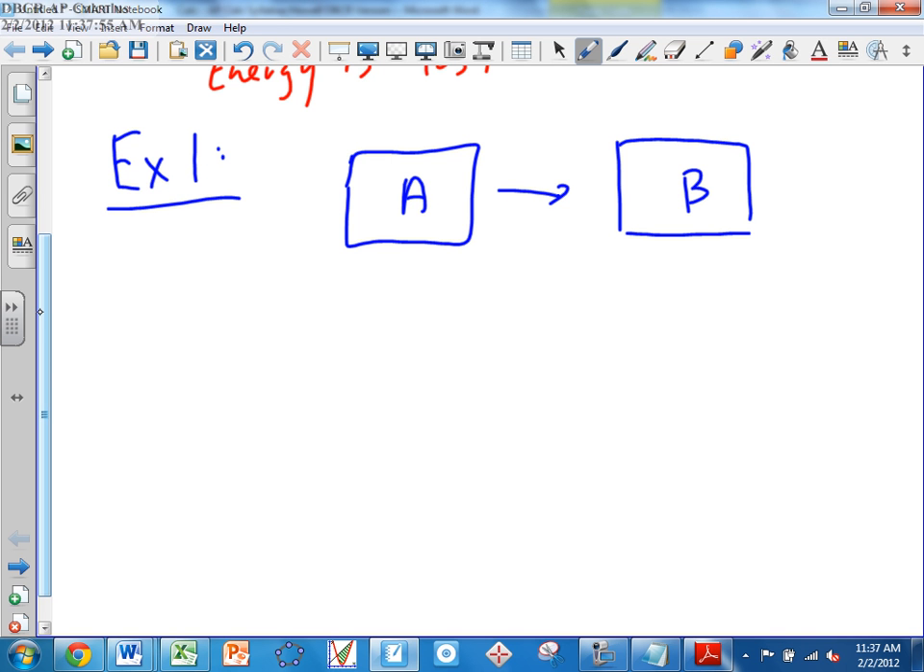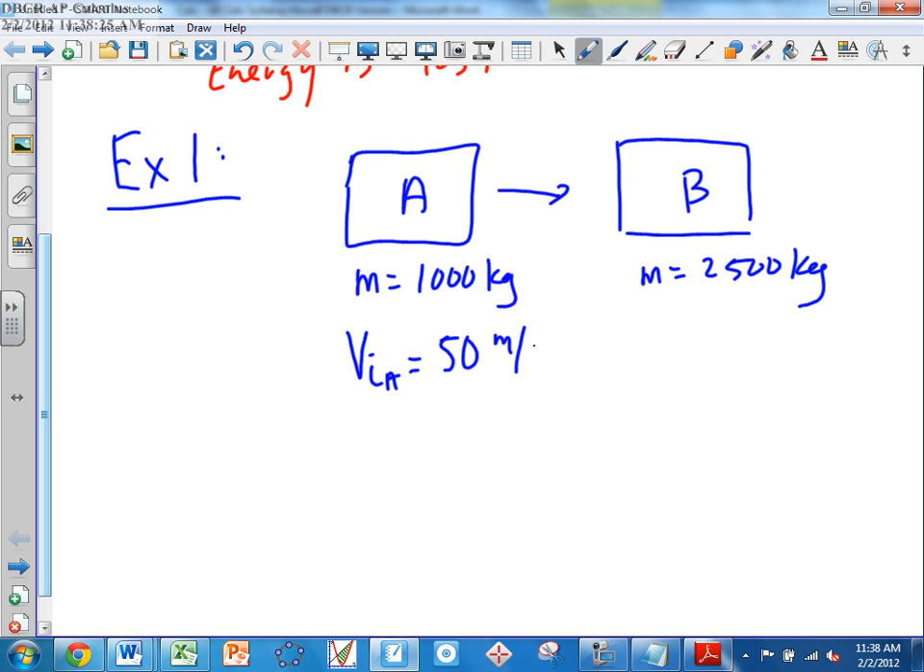Let's say that this object has a mass of 1,000 kilograms. This object has a mass of 2,500 kilograms. So we're told both masses here. We're also told that this one starts with a speed to the right. It starts with a speed of, let's say, 50 meters per second.